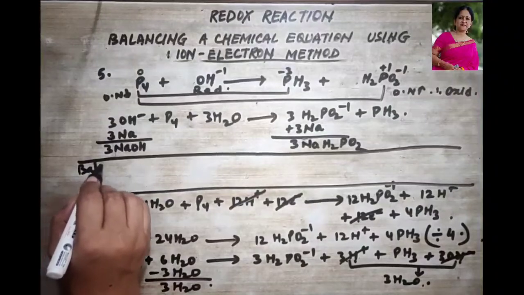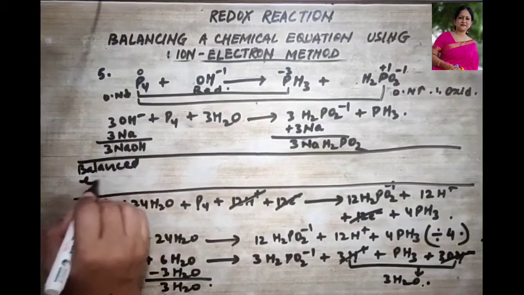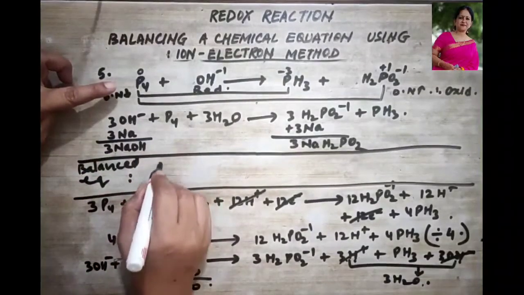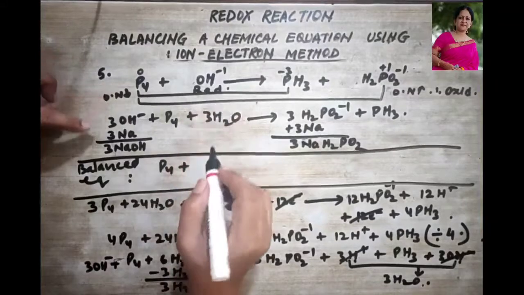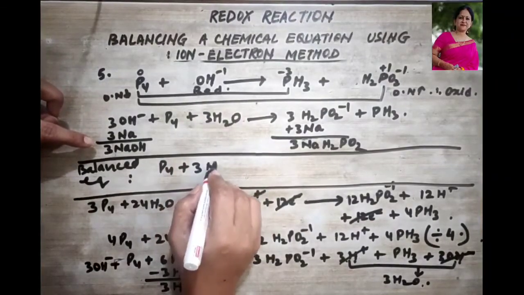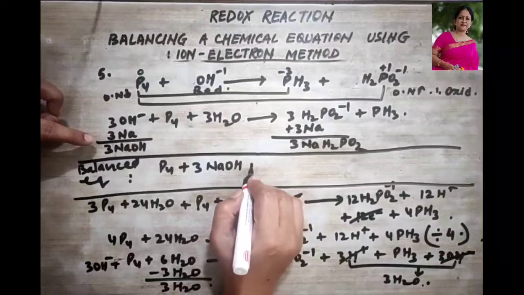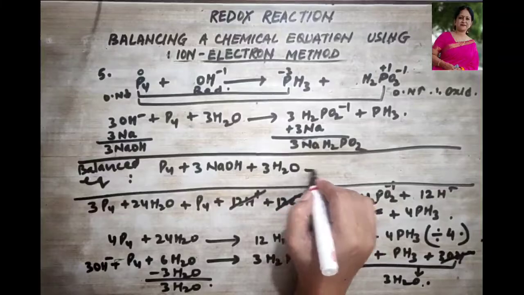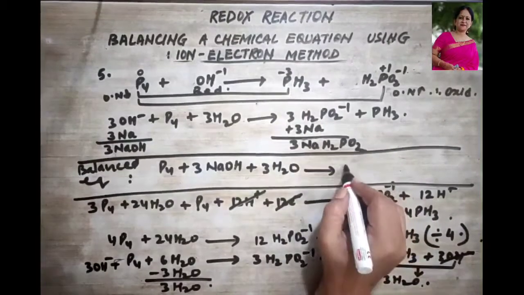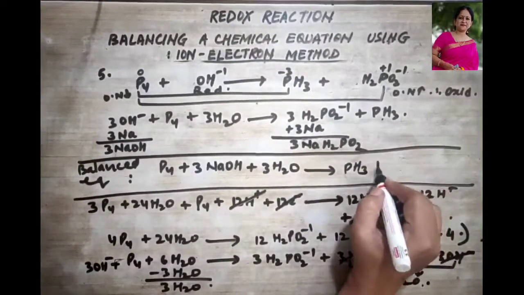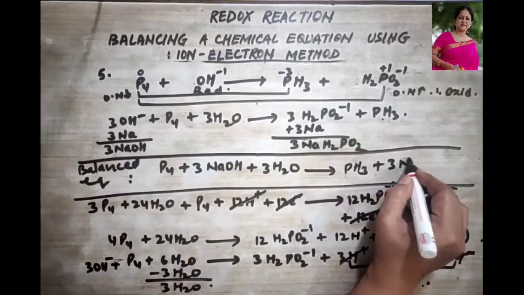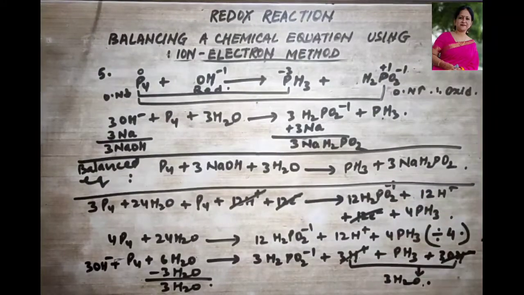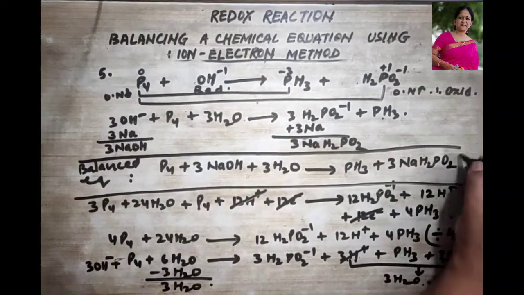So the final balanced equation will be what? Let's write it down over here. P4 plus 3 NaOH plus 3 H2O gives PH3 plus 3 NaH2PO2. Hence this equation is balanced.